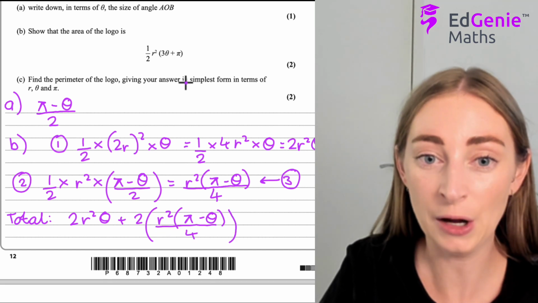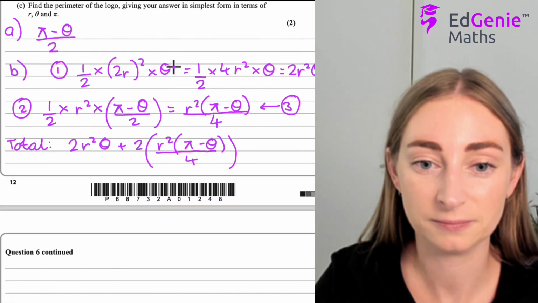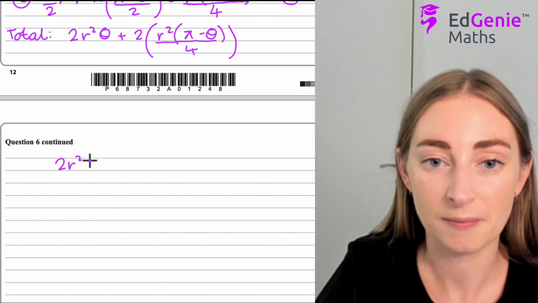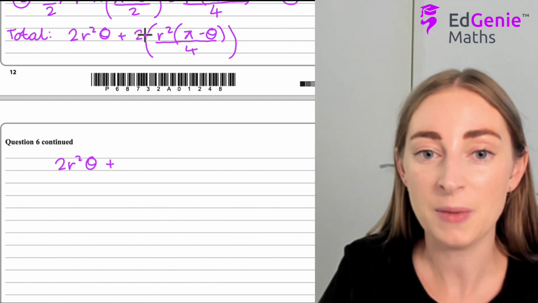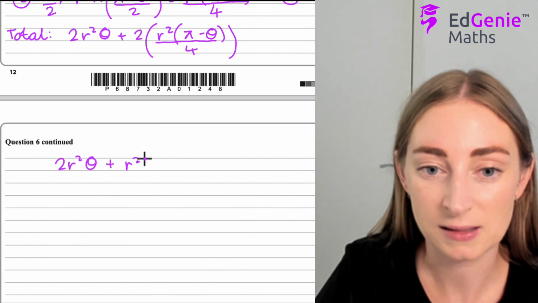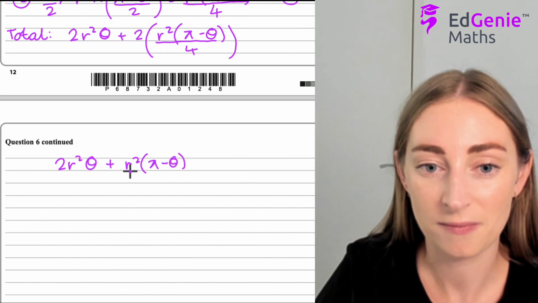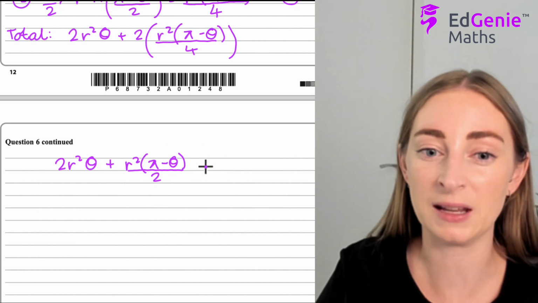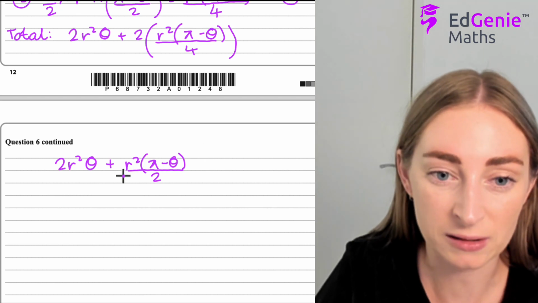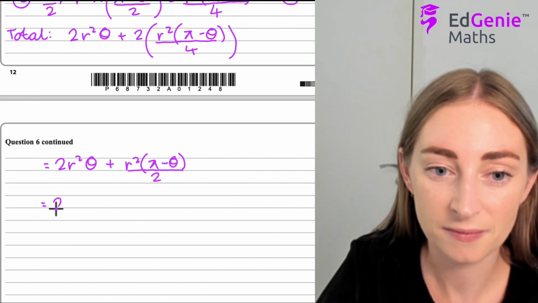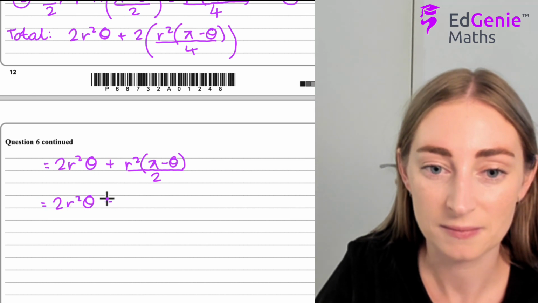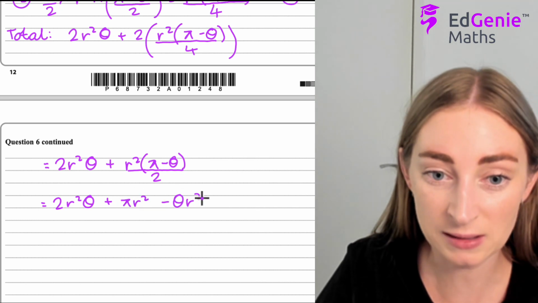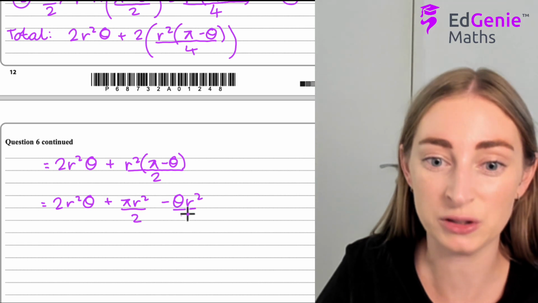Now let's simplify it and hopefully it's going to look like this. Multiply this out, we are going to get this. Now I'm going to multiply all of these parts because then I'm hoping we can factorise it the same way that they've asked us to. So this would be pi r squared minus theta r squared, and these two terms are over 2.